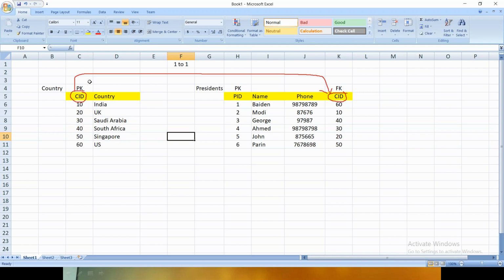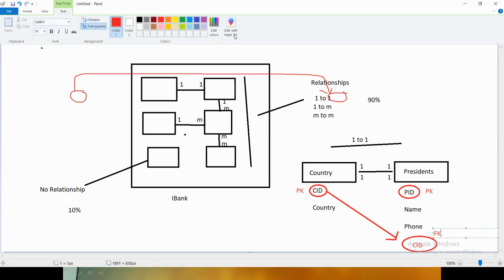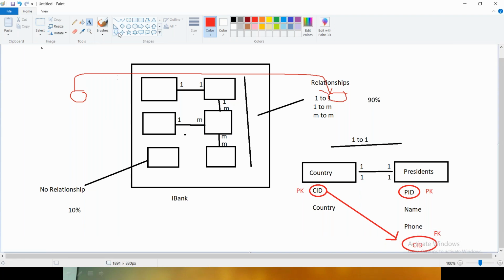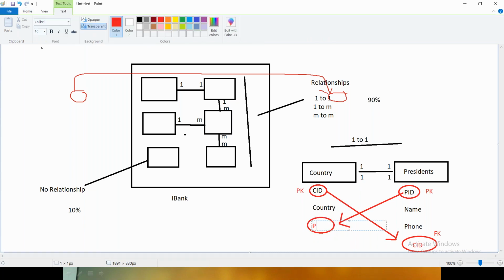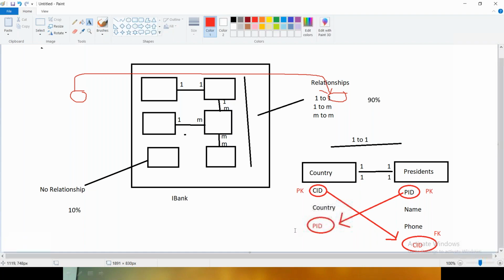Either this table's primary key can become a foreign key here, or this table's primary key can become a foreign key there. Clear? So either this or that. You can also do it like this. You can also take this and have them here. So any one of them is fine, not both, but any one of them is okay.